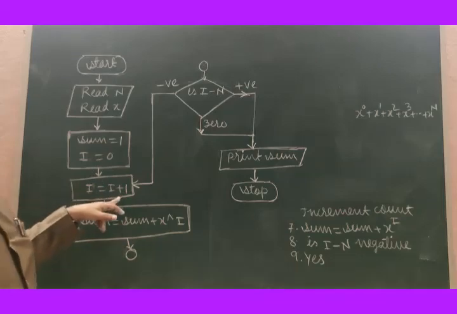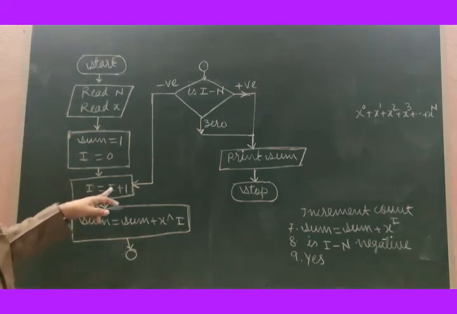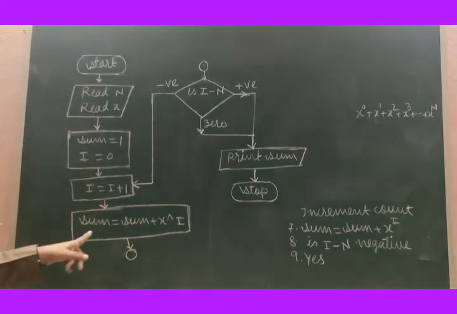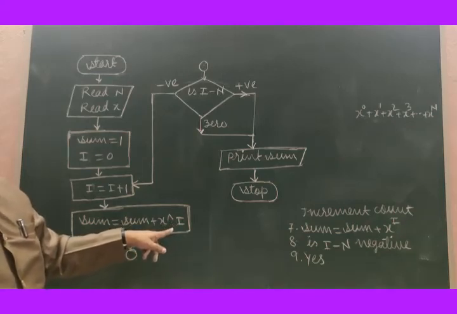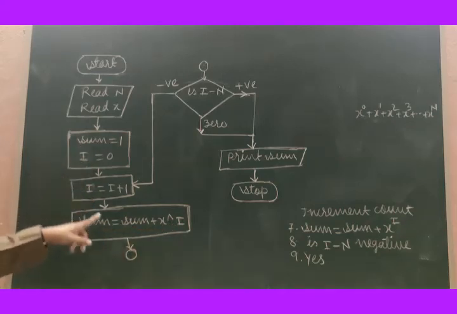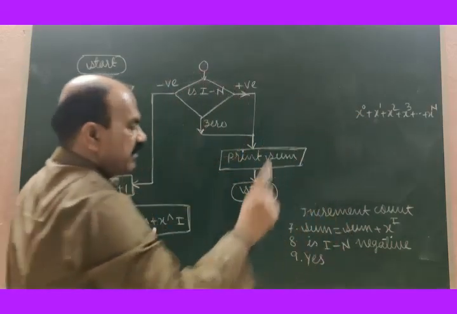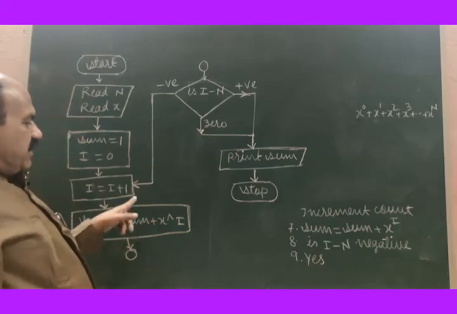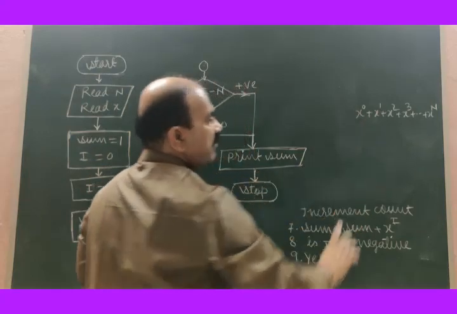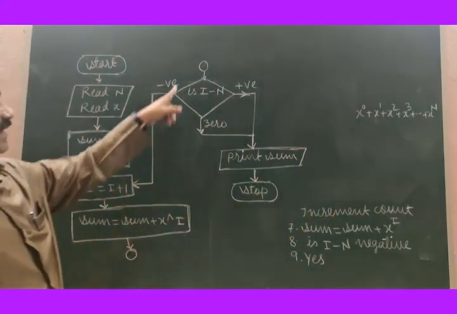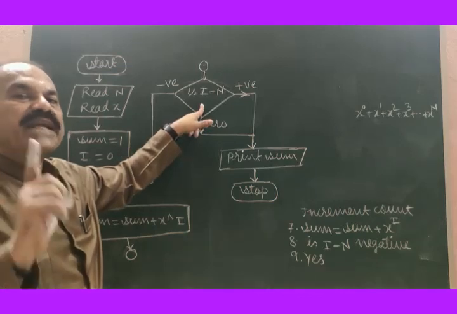I is equal to I plus 1. I am going to the second step. I is equal to I plus 1, it will become 1. Sum is equal to sum plus x to the power I. What is sum? Sum is 1. 1 plus x to the power 0 is 1, plus what is I plus 1? 1. So it is x to the power 1. Connector comes here. Check the value of I. It should not be more than n.